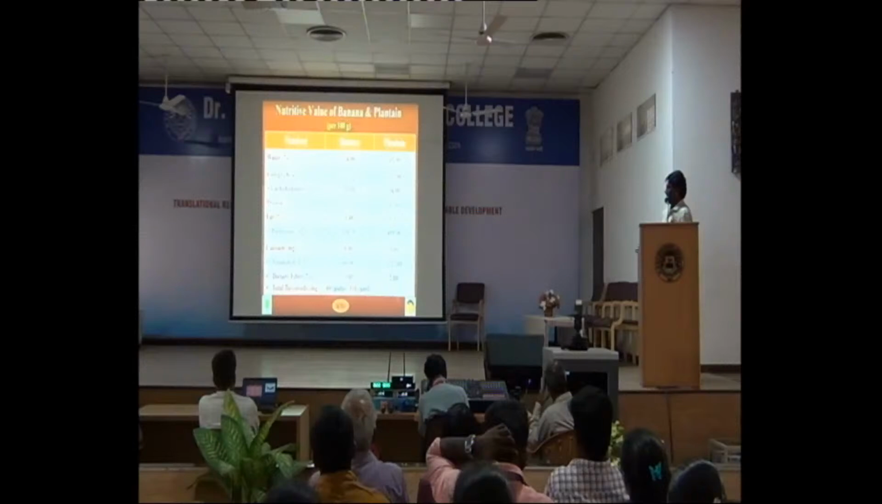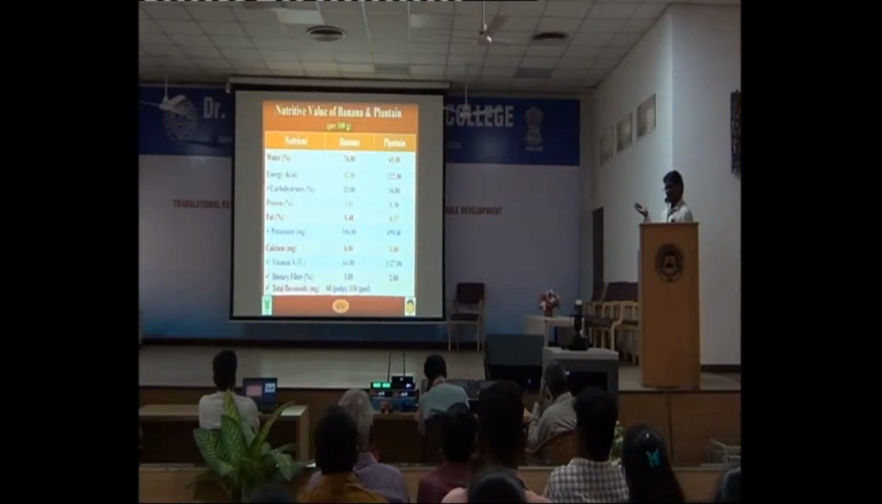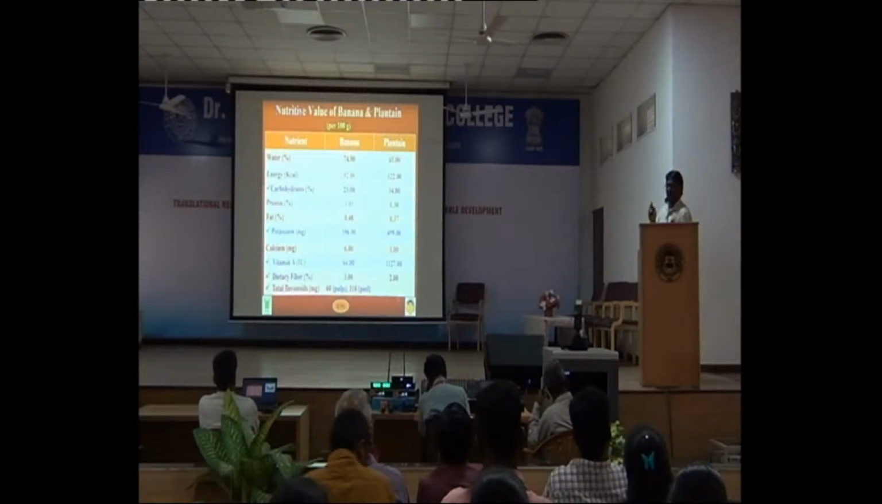You can see the nutritive value of the banana and plantain. Water is the major component, followed by carbohydrates. Ripe banana is rich in sugars, whereas unripe banana and plantain are rich in starch. It is not a good source of protein, with almost 1.2% on average. Almost devoid of fat, it's good for cancer patients. So cancer patients can take banana very well. But diabetic patients should be very careful. They should not take ripe or overripe banana because it comes under the high glycemic index category.